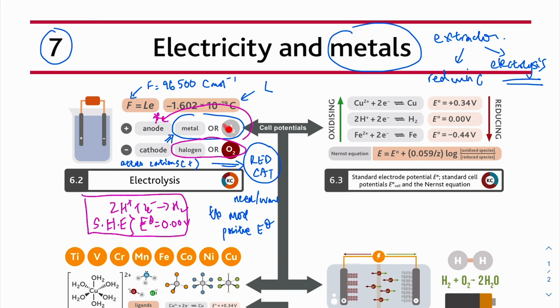That's why you generally release H2 at the cathode instead of the metal, unless you have a metal which has an E naught which is more positive than the H2. Things such as copper, silver, and gold have a more positive E naught than the standard hydrogen electrode, 0.00. So they will be displaced at the cathode. For the anode, the same thing, but the more negative E naught will be displaced at the anode.